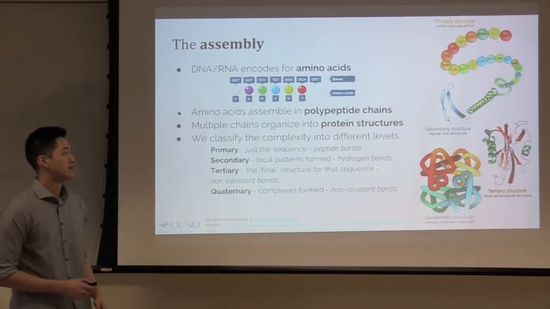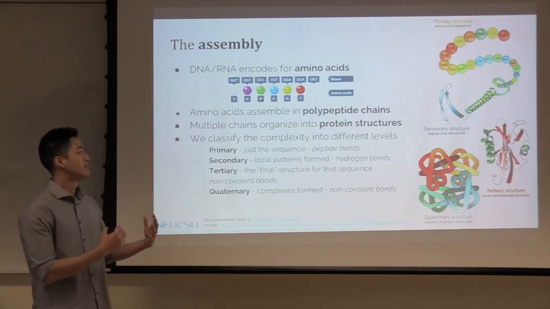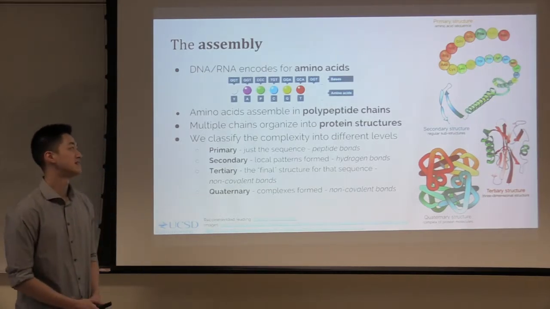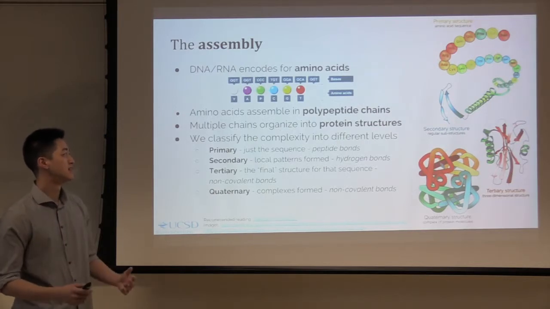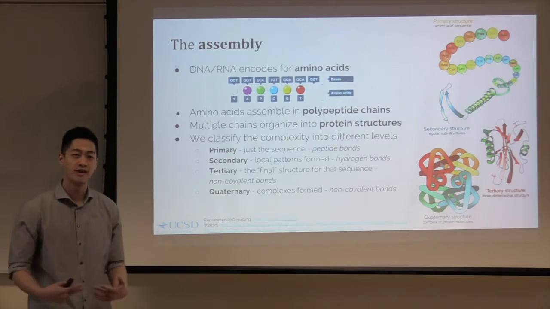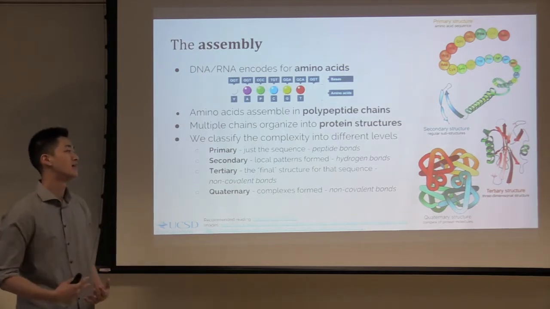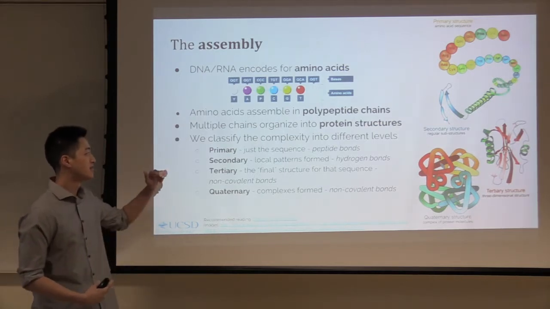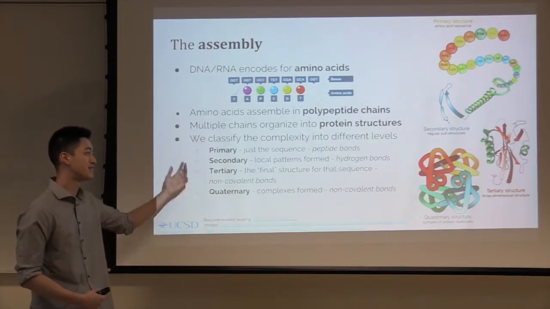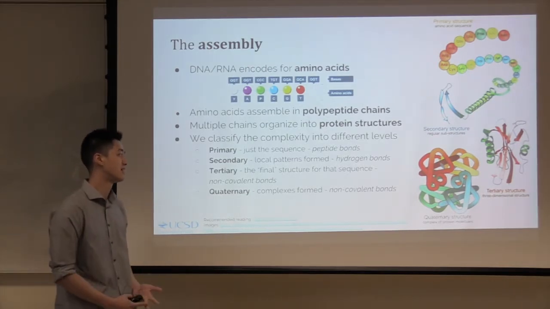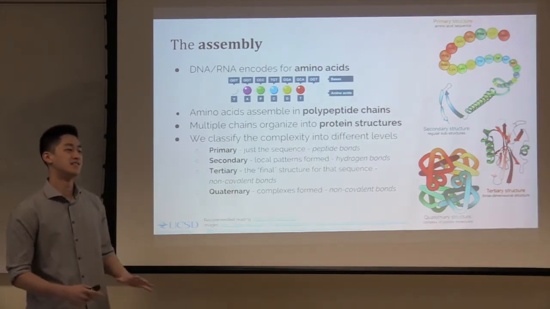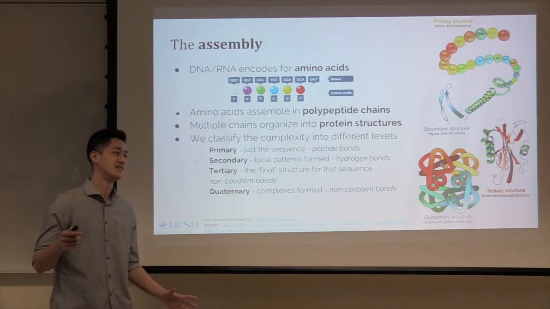So this should also be pretty basic, hopefully. Obviously the genome encodes specifically for amino acids, and these amino acids assemble together and form peptide bonds. These are covalent, strong bonds that are forming, and researchers have developed terms: primary structure, secondary structure, tertiary structure, and quaternary structure. These are just terms to help you organize your thoughts, basically.